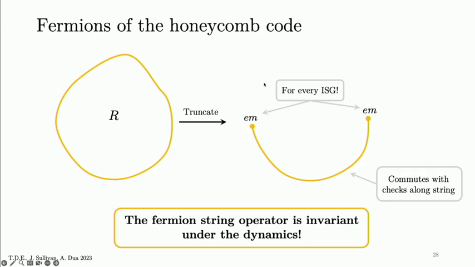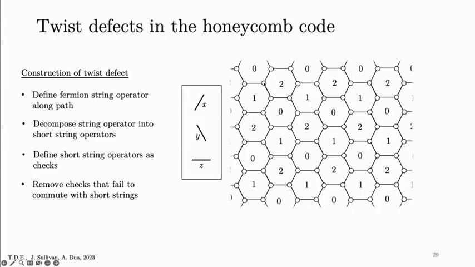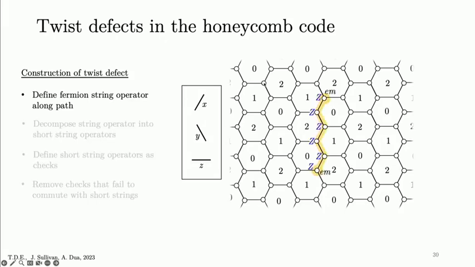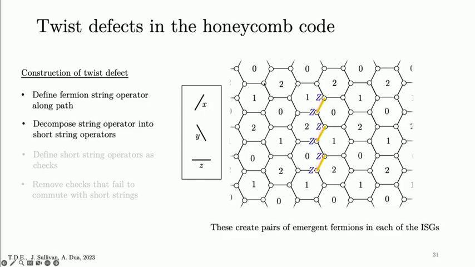At this point, the construction is embarrassingly simple or surprisingly elegant, depending on how much water is in your glass. What I'll do is follow the same prescription to condense fermions in the honeycomb code. I'll define a fermion string operator along a path. Here's an example. You can cook up more contrived paths if you'd like. I'll decompose this string operator into short string operators. In most cases, this can be done with two-body operators.